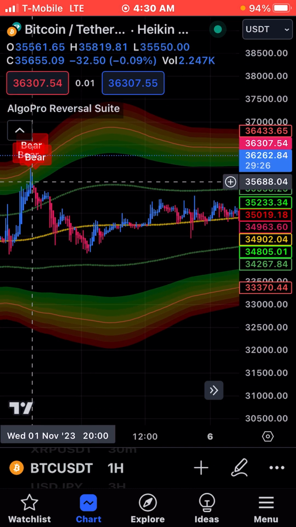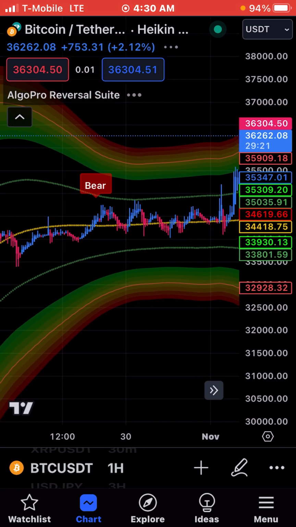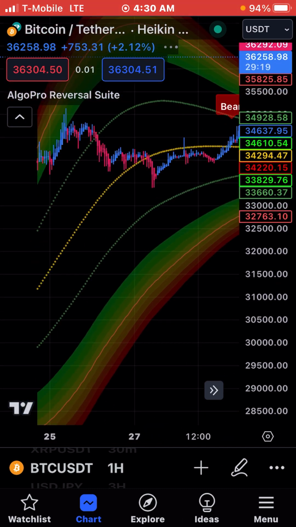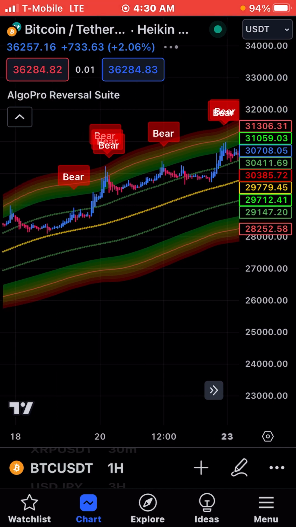Right now it's only picking up on bearish, like this run right down there. See if it picked up bearish. It didn't pick it up there. Bearish. It's only picking up bearish right now.